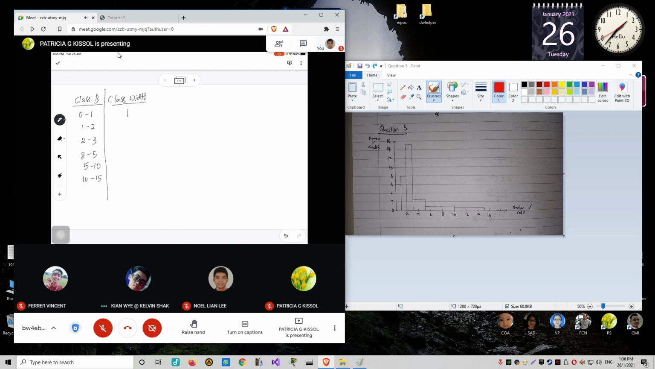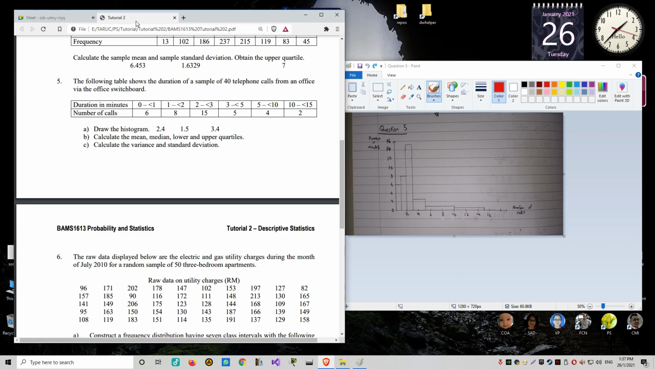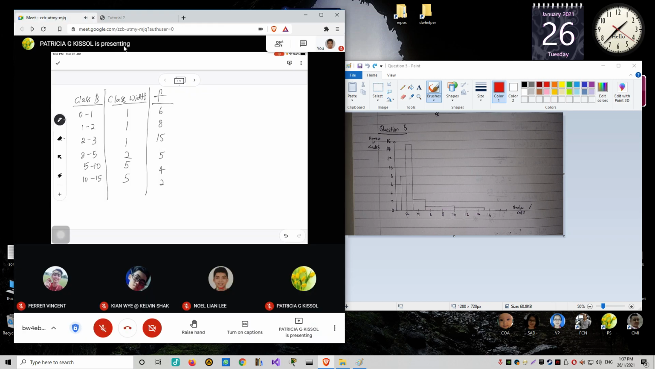But if I asked you to consider the width, it should be 1, right? Because 0 to 1 is just 1. 1 to 2 is 1. 2 to 3 is 1. 3 to 5 is 2. 5 to 10 is 5, right? So that's your class width. And then you should also have, well, it's given in the question, the frequency. So that would be 6, 8, 15, 5, 4, 2.